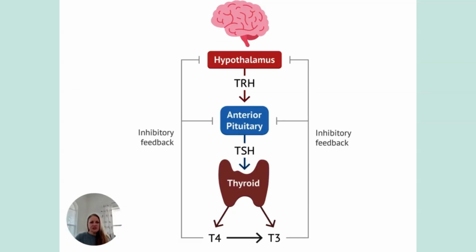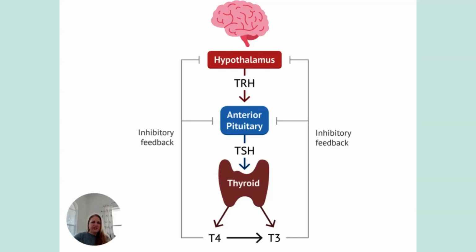So first, let's just talk a little bit about how your body decides how much thyroid hormone to make. It starts in the brain. The hypothalamus is a part of your brain. It releases a hormone called thyroid releasing hormone that stimulates a different part of your brain, the anterior pituitary, to release TSH, thyroid stimulating hormone. We measure this a lot. Some people only measure this, and we will talk about why that's not a great idea.